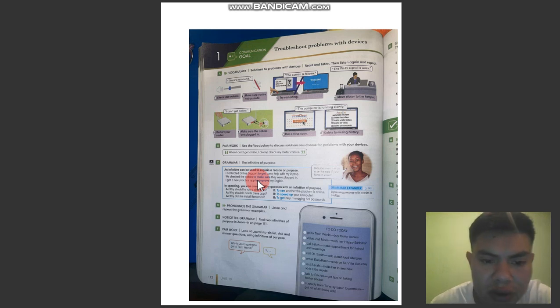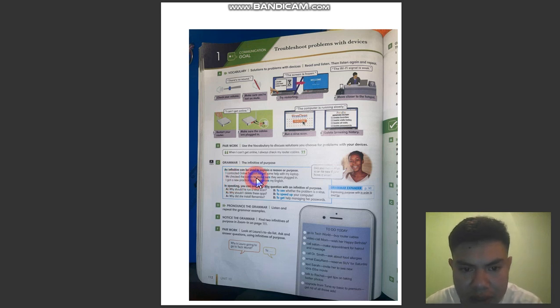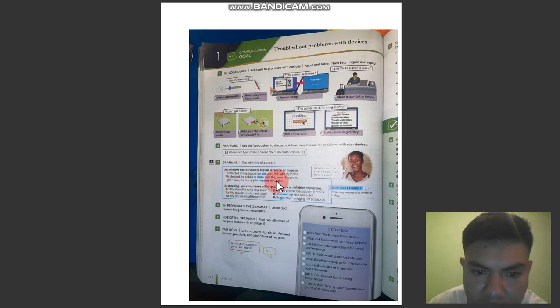Then it mentions another use of the infinitive, why, which is used to express the reason or purpose of something. For example, an infinitive can be used to explain a reason or purpose. For example, I connected to online support to get some help with my laptop. Another example, we checked the cables to make sure they were plugged in. And another example, I got a new book to improve my English.